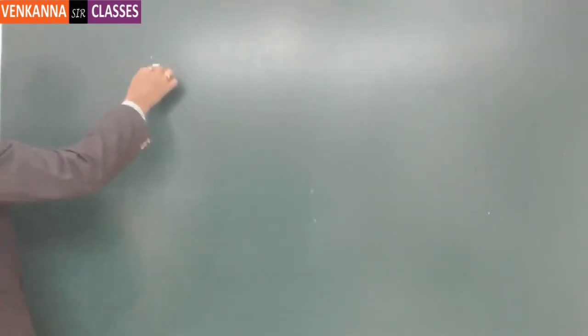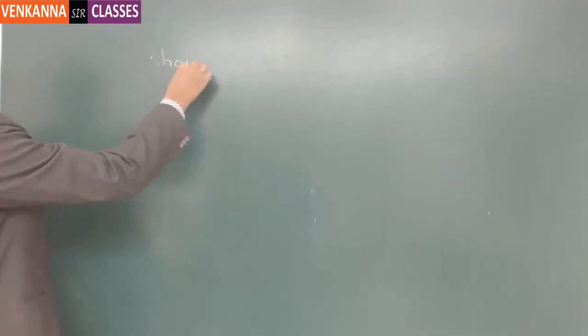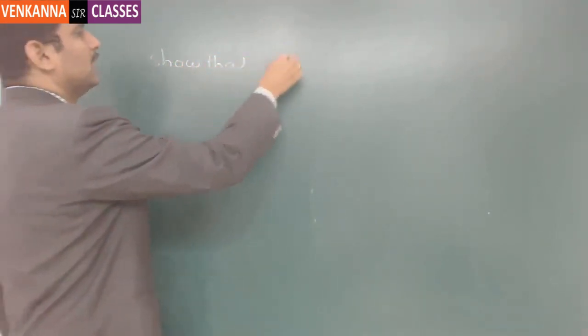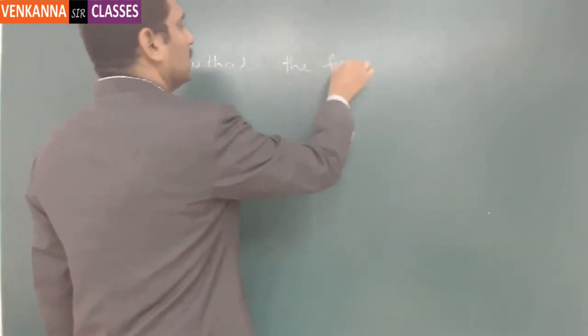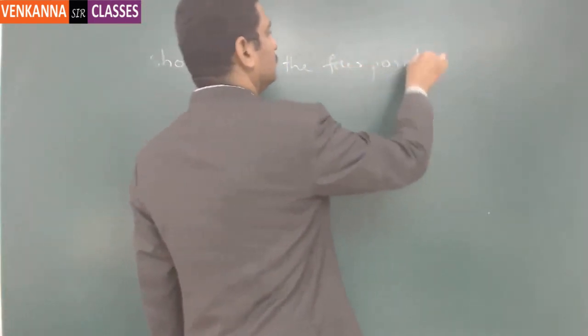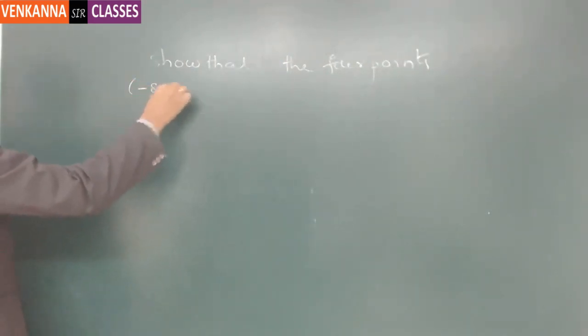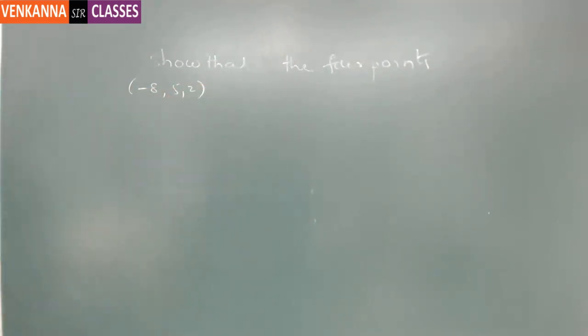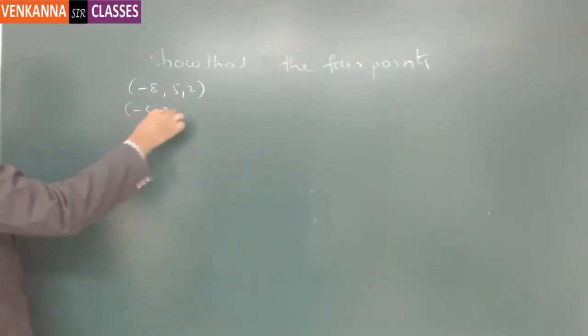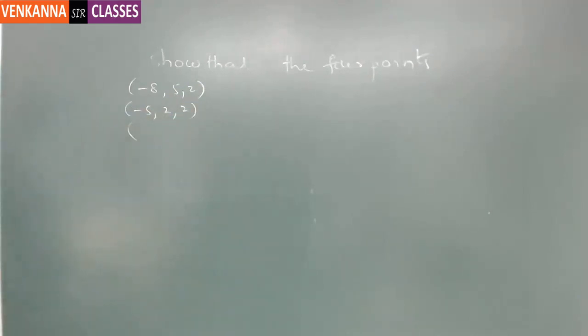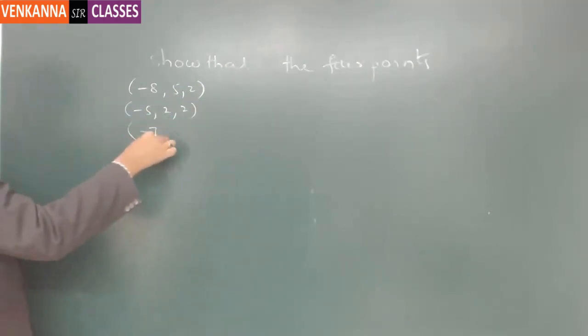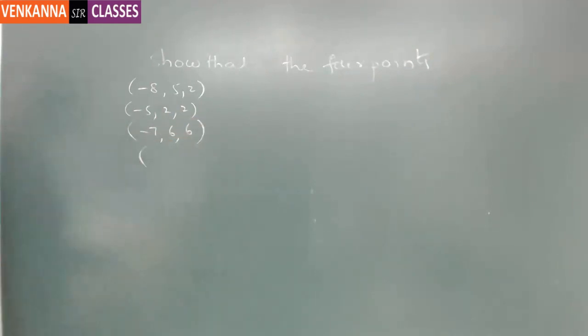Now this problem is interesting. Show that the 4 points minus 8, 5, 2, minus 5, 2, 2, minus 7, 6, 6 and minus 4, 3, 6.